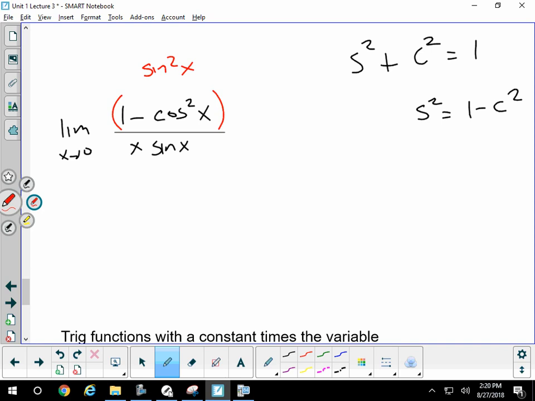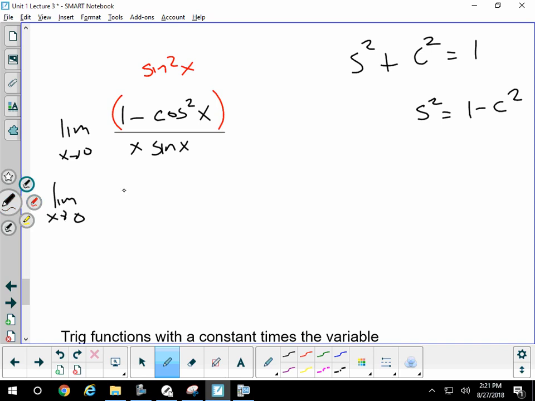Key to this is knowing that 1 minus cosine squared is sine squared. You just manipulate your Pythagorean theorem unit circle identity. Sine squared plus cosine squared equals 1. Sine squared is equal to 1 minus cosine squared. Just subtract cosine squared.